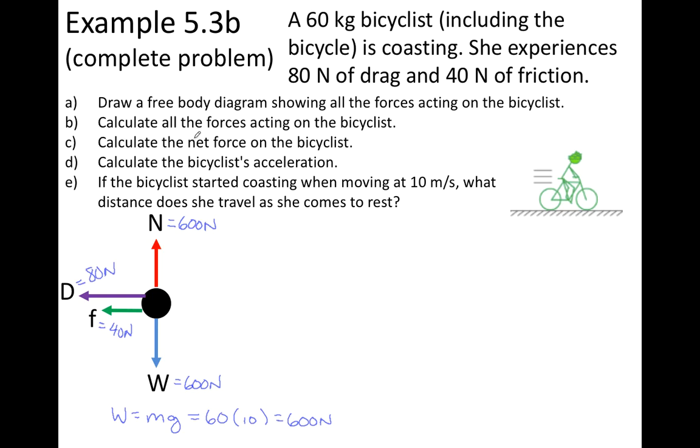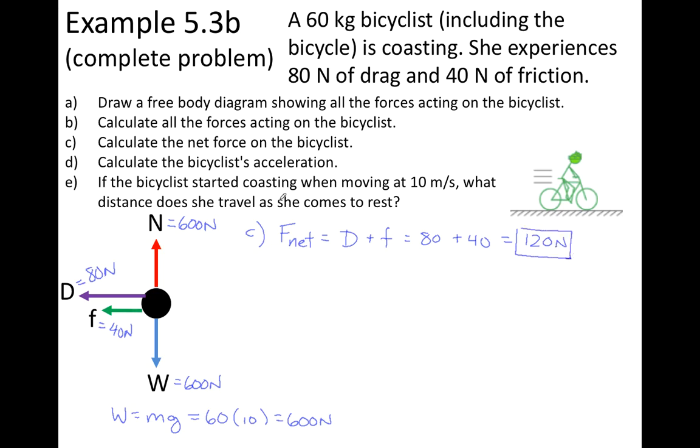Part C wants us to calculate the net force on the bicyclist. So we can calculate the net force by adding up all the forces. In this case, we have a drag force and a frictional force that are going to be unbalanced. I don't have to worry about the normal force and the weight because they balance and cancel each other out. So the net force is going to be the drag force plus the friction force, or 80 plus 40, or 120 newtons.